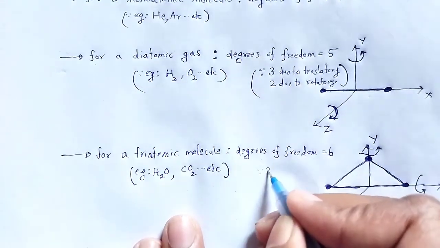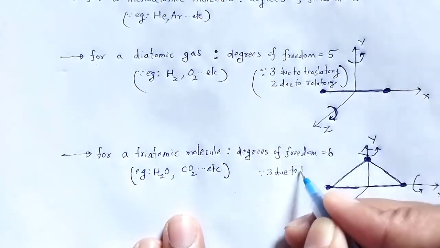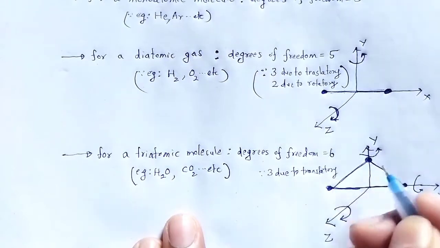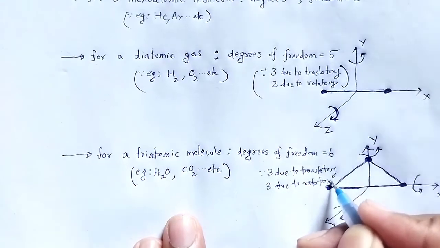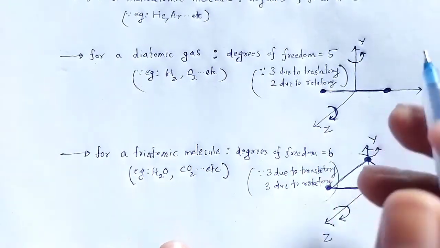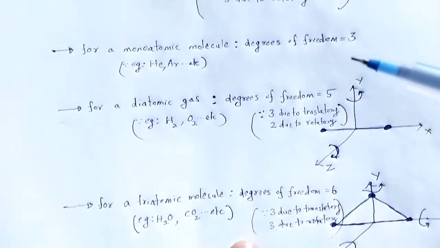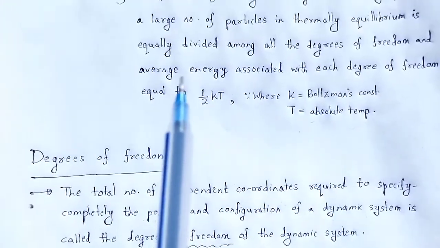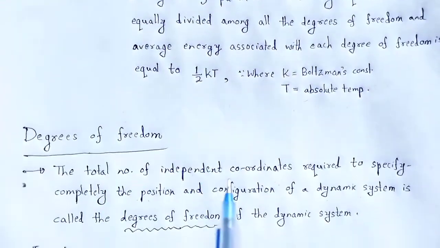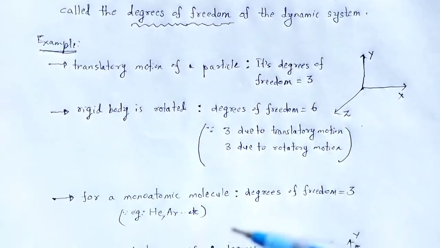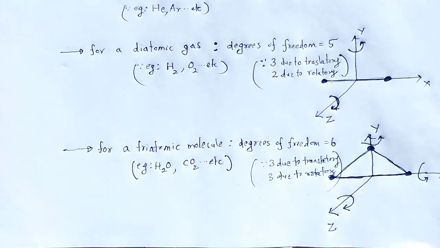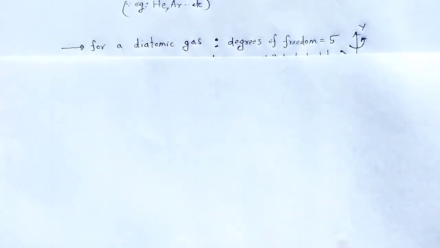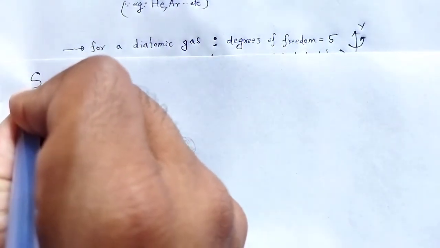Three due to translatory and 3 due to rotatory. In this way, it has 6 degrees of freedom. So, in this way, we have defined the law of equipartition of energy and degrees of freedom, and various examples related to degrees of freedom. Now, we have to calculate the specific heats of gases.